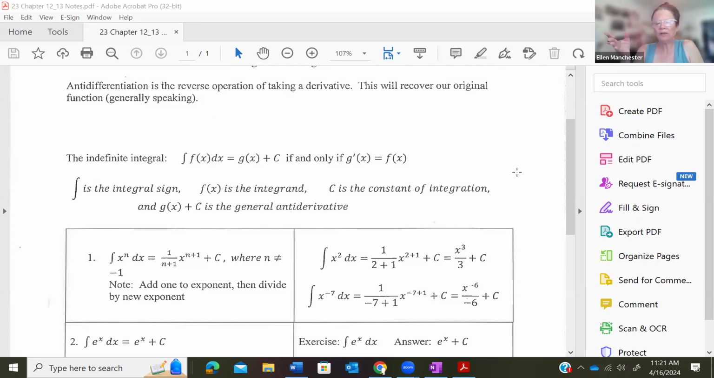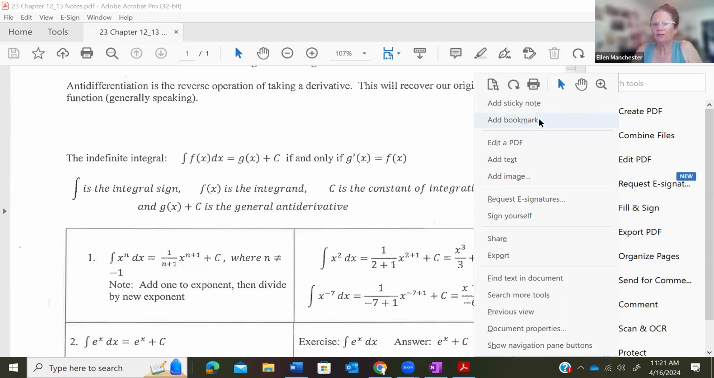You're going to add 1 to the exponent, and then you're going to divide by the new exponent. Add 1 to the exponent, divide by the new exponent. So again, if you're given the antiderivative of x to the -7, I'm looking right here, then you're going to add 1 right here, which now makes it -6, and then divide by the new exponent.